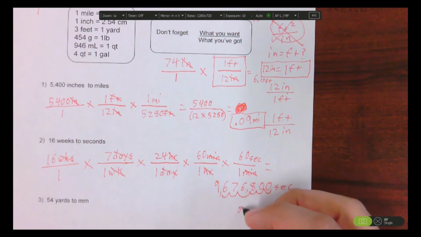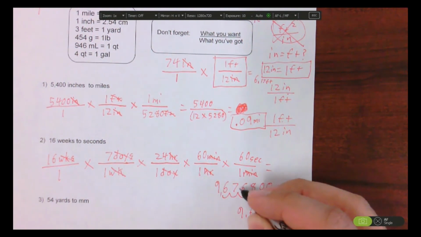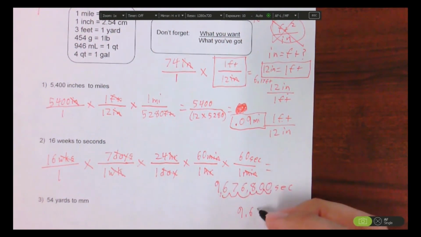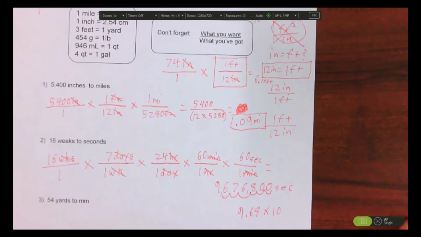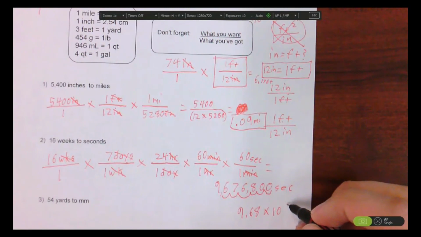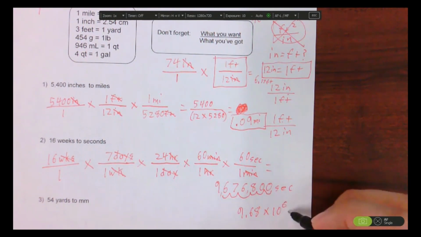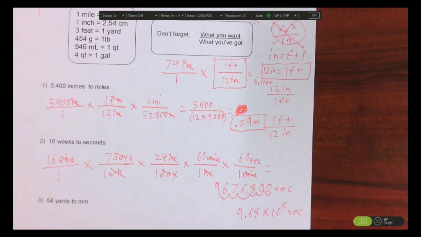So when we do that, we get 9.6, and we round right here, just to be safe, times 10 to the 6th power, or to the negative 6? Is it negative? It is positive. I was messing with y'all.